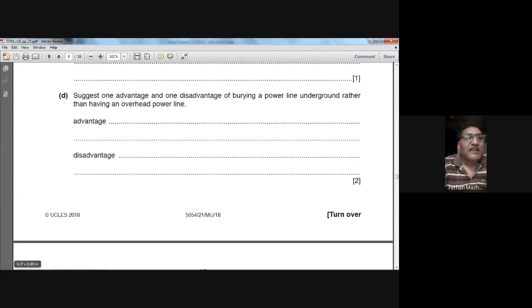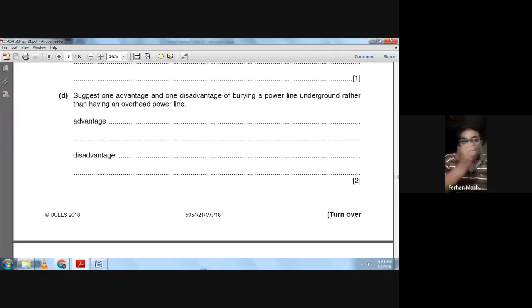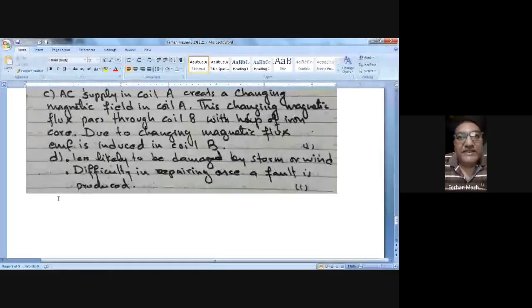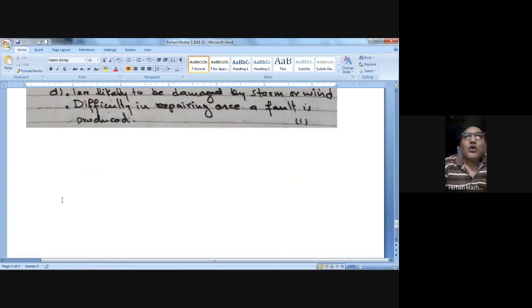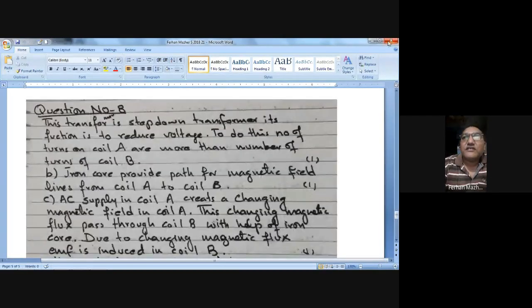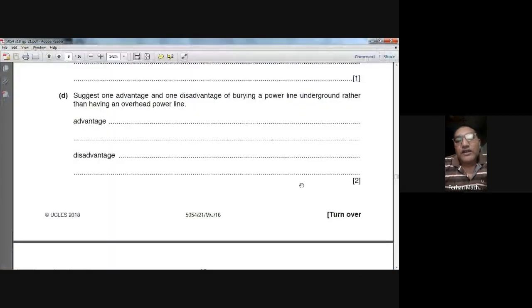So that's the disadvantage. I have written this answer on a paper. Let me read it for you. The advantage is less likely to be damaged by storm or wind. And the disadvantage is difficulty in repairing once a fault is produced. It was a 1-mark question. This is question number 8. I hope I have made my point clear to you, and you are able to understand.